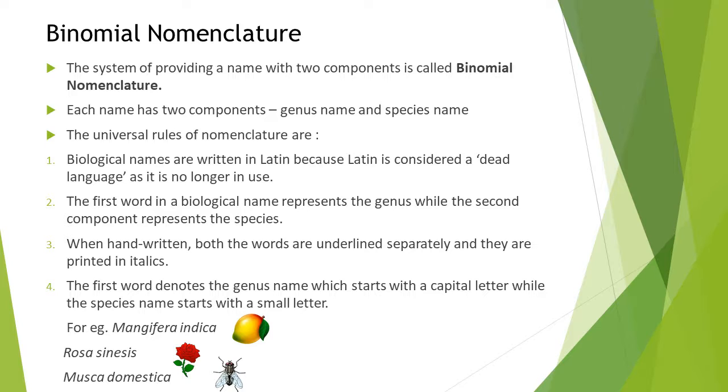So, here are a few examples of scientific names and how they are written. The scientific name of rose is Rosa sinensis. So, Rosa is the genus name and sinensis is the species name. The genus name always begins with a capital letter and the species name always begins with a small letter. When they are printed, they should be italicized, and when they are handwritten, they should be written separately and underlined separately too. The scientific name of housefly is Musca domestica.